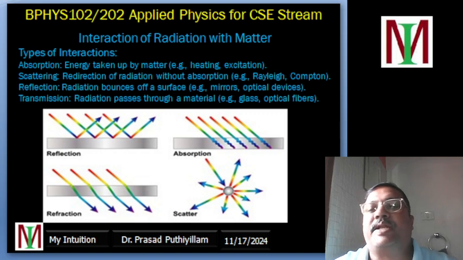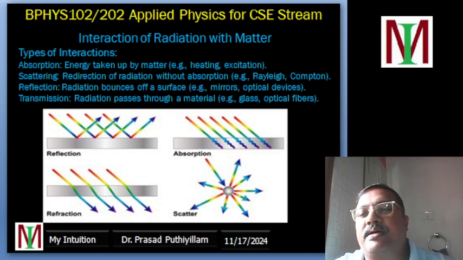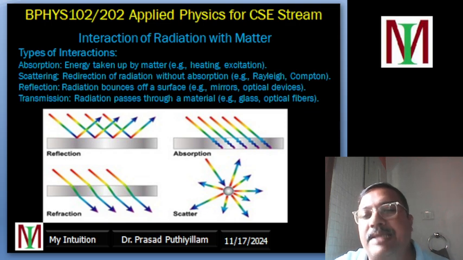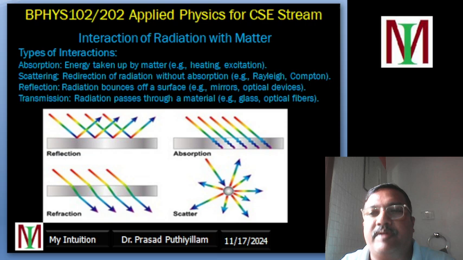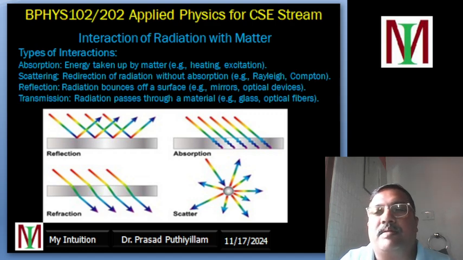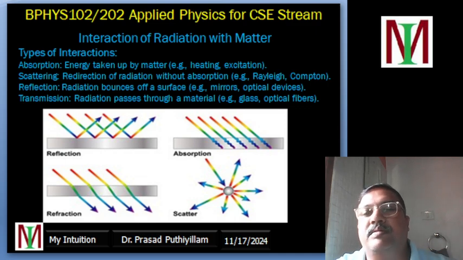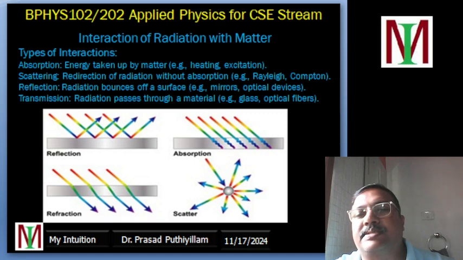The amount of transmission depends upon the material and thickness of the material. Some materials can transmit electromagnetic waves very efficiently, such as optical fibers, which transmit light with minimum loss over very long distances.